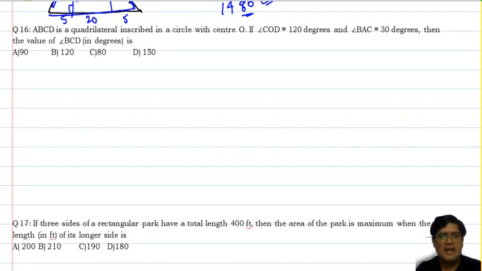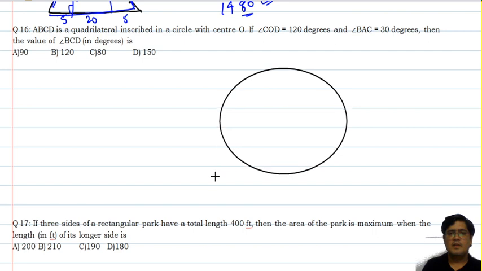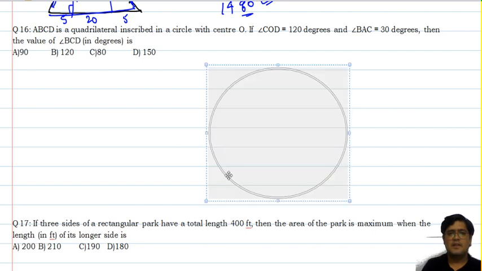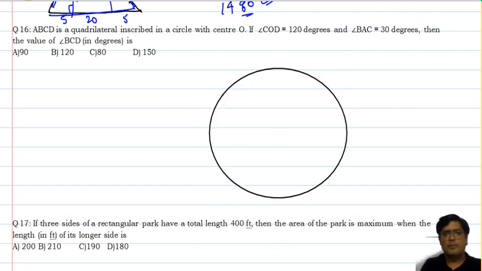ABCD is a quadrilateral inscribed in a circle with center O. COD is 120 degrees, BAC is 30 degrees, then what is the value of BCD in degrees? Let me try to plot this properly. This is the circle with center O, and we have a quadrilateral with vertices A, B, C, D.